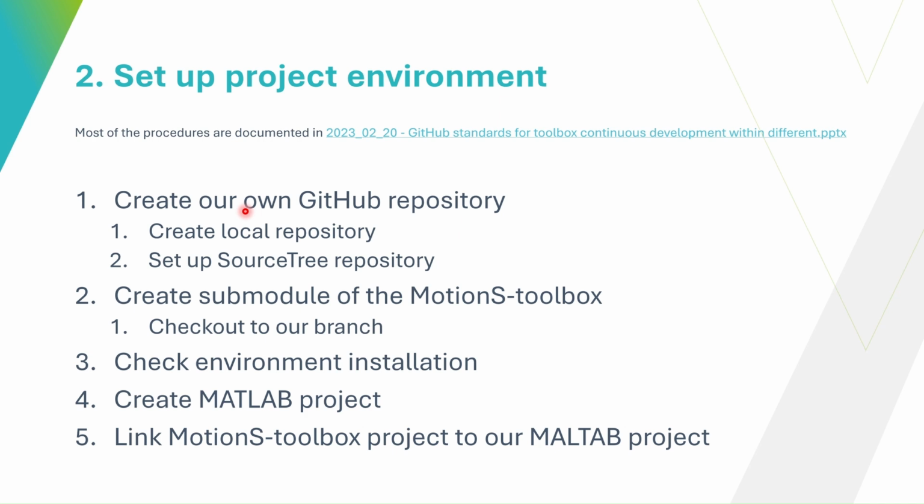First we will have to create our own GitHub repository. Then we will have to link our own GitHub repository to the Motion Toolbox repository. For that we will create a submodule. I will explain now how to make this and how to create that link. Then we can check if the whole environment is ready and everything is correct. Then we can start to create a simple Matlab project. Once we have our simple Matlab project, we can finally link this Matlab project to the Motion Toolbox project.